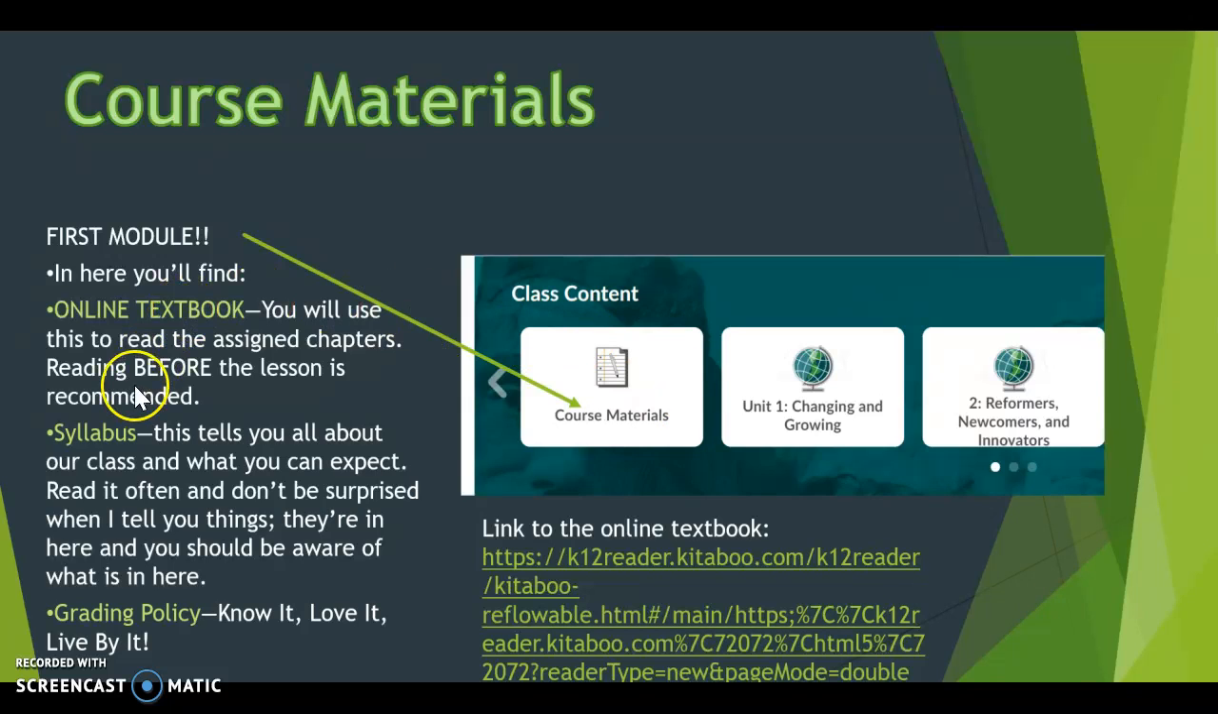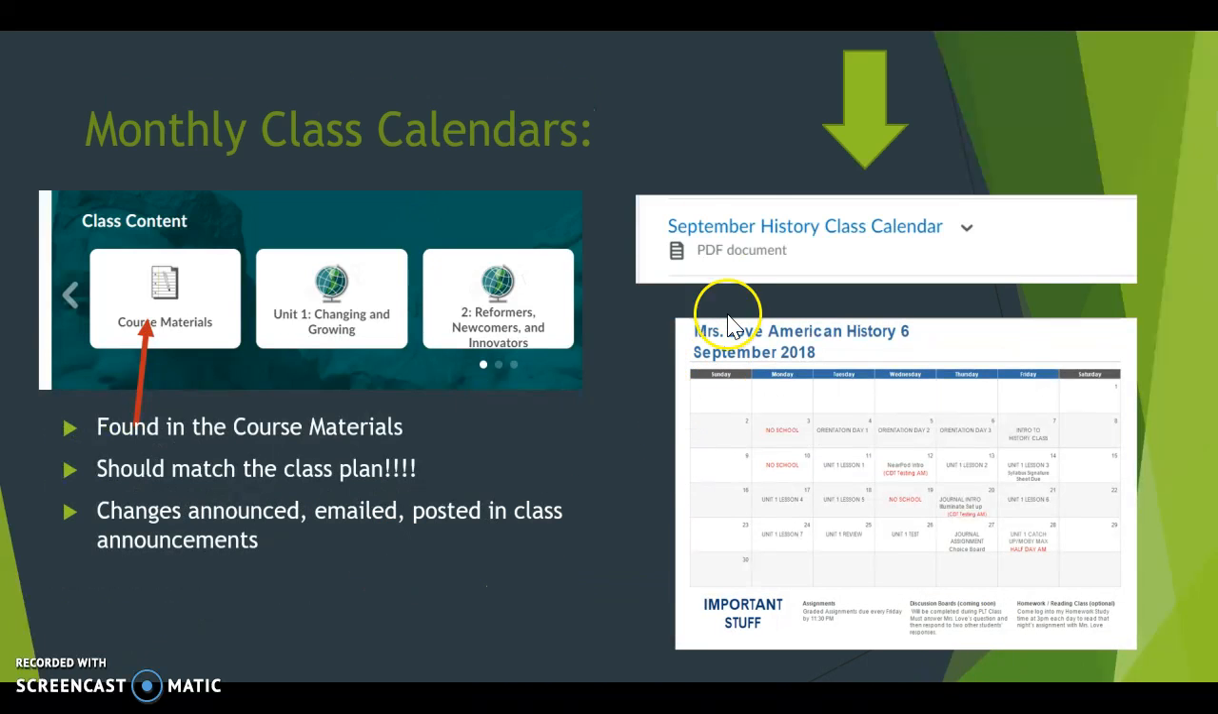All right, I already went through the course materials. I'm kind of all over the place here. Here's what the monthly class calendar looks like. That's under your course materials. If you open it, it's a PDF file. You can save it, you can print it, whatever you want to do, but it gives you the whole month at a glance so you know what's going on. At the bottom, I might put some announcements for you.